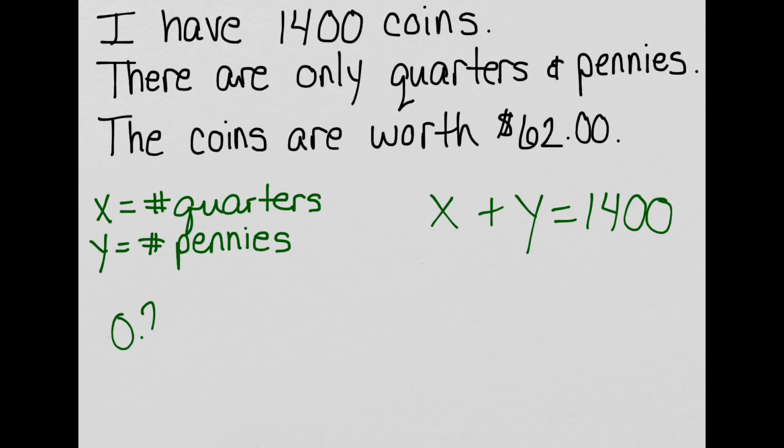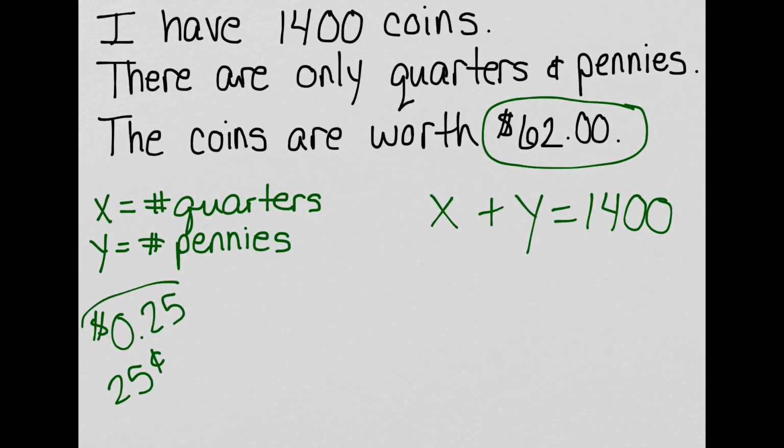One way we could write it is like this, and that would be in a dollar format. And the other way we could write it is like this, and that would be in the cents format. It doesn't matter which way you choose, but you have to make sure everything is in the same format. And so up here when I look, I see that the coins are worth $62, and that's written in a dollar format. So I'm going to keep mine as the dollar format for my value of a quarter.